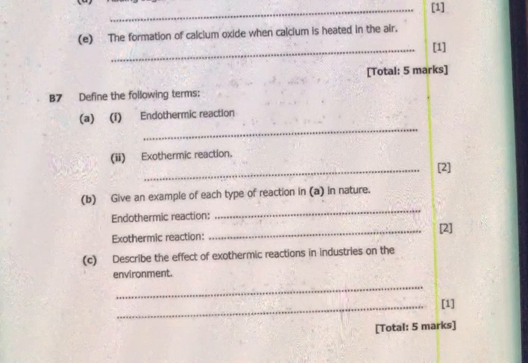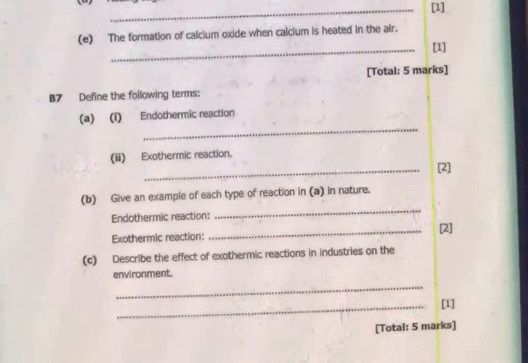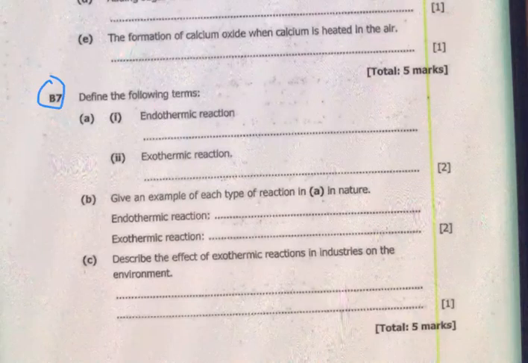So the question says, define the following terms, and the terms that we have today, here on B7, are term number 1, which is called endothermic. What is an endothermic reaction? Then the other one is an exothermic reaction. What is an exothermic reaction? So how do we define these terms? An endo, we're talking about getting the energy inside.